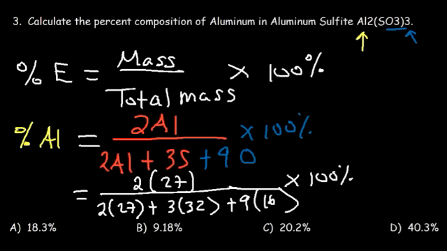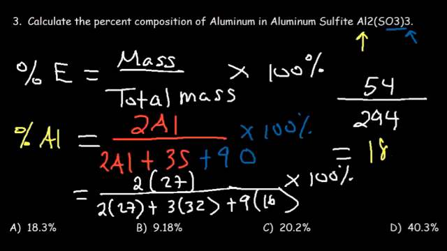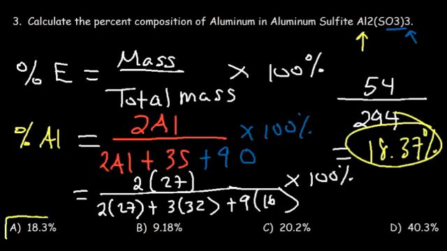So 2 times 27, that's about 54. If we add up all the numbers on the bottom, 9 times 16 plus 3 times 32 plus 2 times 27, you should get a total of 294. So 54 divided by 294 is about 0.18367, and then multiply that by 100%. You should get a percentage of 18.37%. So the closest answer is answer choice A.